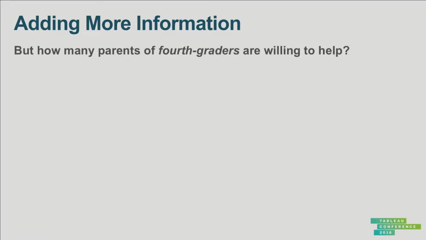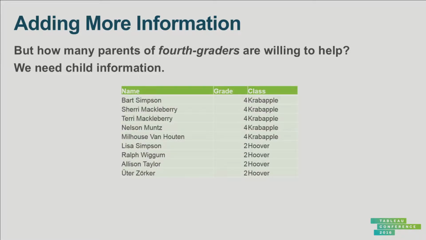All right, let's try and make this a bit more interesting. Let's start adding some more information. So in particular, let's expand our question a little bit. How many fourth grade parents are willing to help with the bake sale? I need more data. In particular, I need child information. I don't have any information on where their kids are. I need to add that. So here's some child information. I've got the child names, I've got their grade, I've got their class. I need to somehow put this together with the parent information, because I need information on the parents and what they're willing to help with, and I need information on the children and what grade they're in. So how do I put this together?